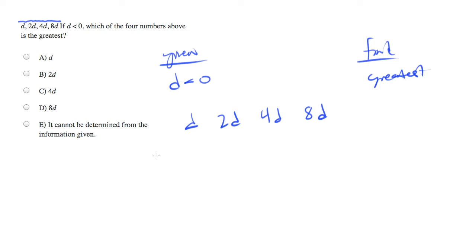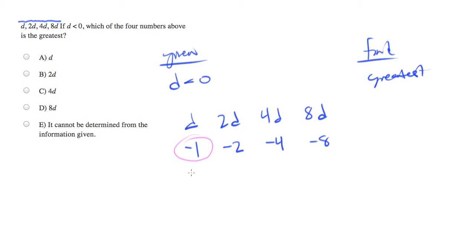We know we have to pick negative numbers, so let's try -1 for D, for example. And let's figure out what each of these would be. So let's put -1 in for D, we'll get -2 for 2D, -4 for 4D, and -8 for 8D. Well, which one is the largest in that case? Well, if we pick -1, D is the largest.